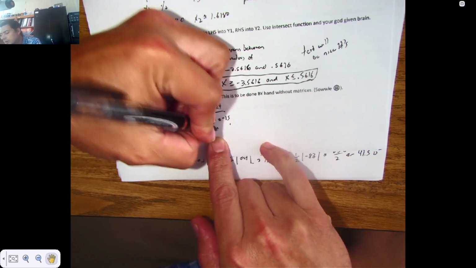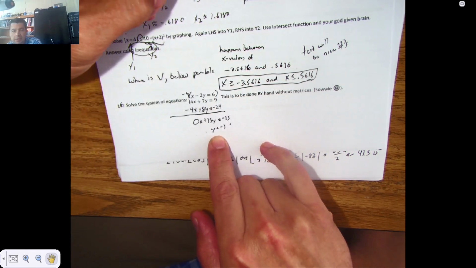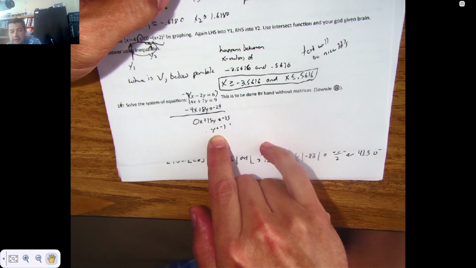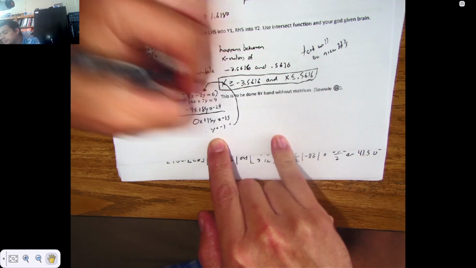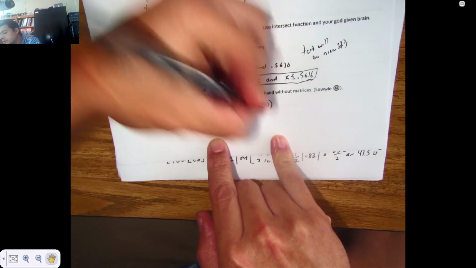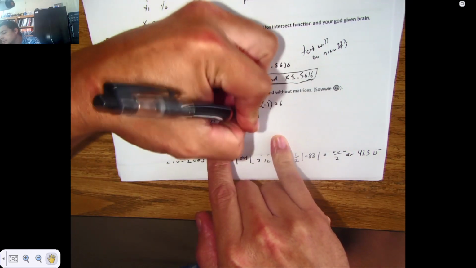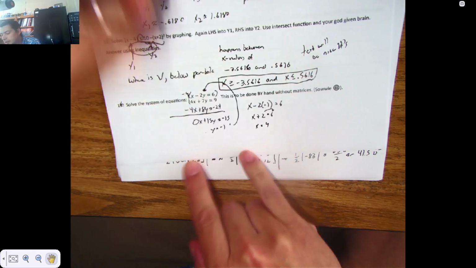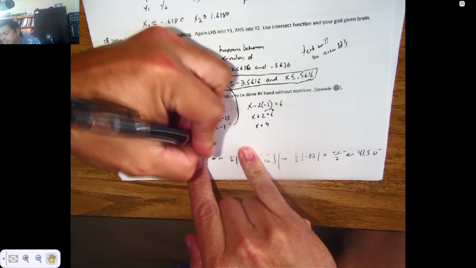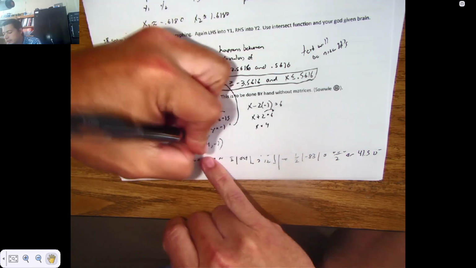This will give me that the y value is negative 1, because negative 15 divided by 15 is and always will be negative 1. Now that I have y, I can just plug it in right there. X minus 2 times negative 1 must be 6. X plus 2 is 6. Subtract the 2. X is 4. So we have the ordered pair 4, negative 1, because that's x, that's y.